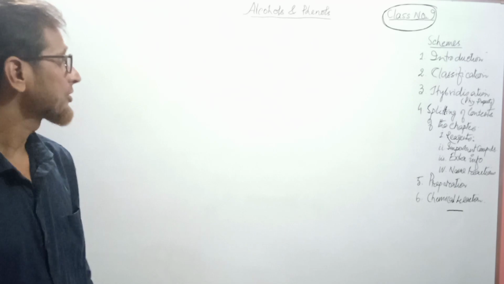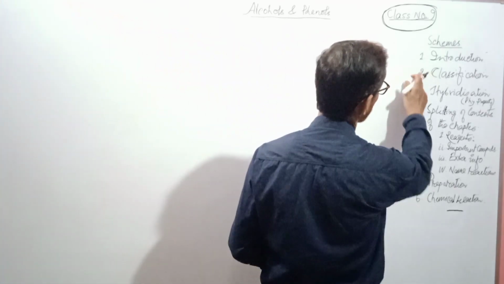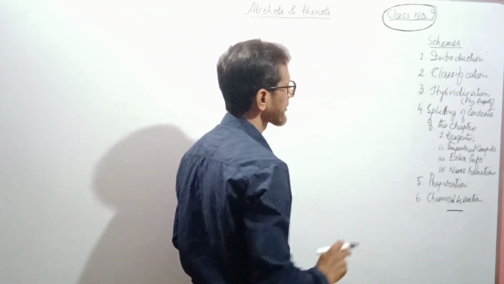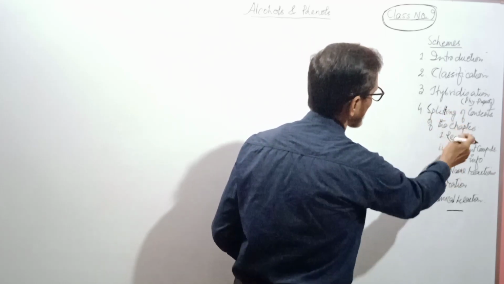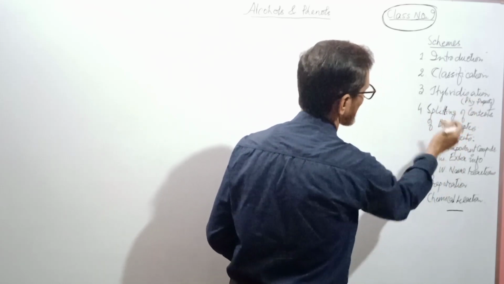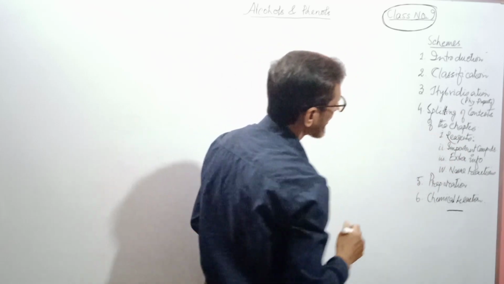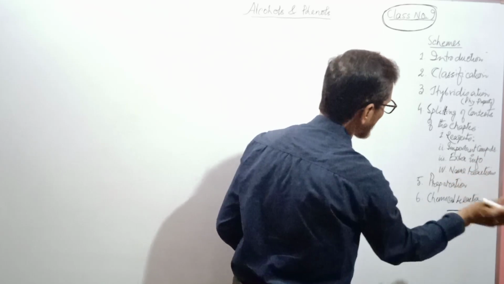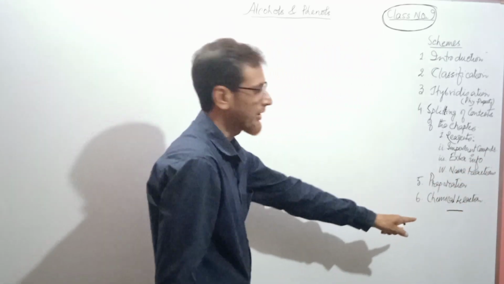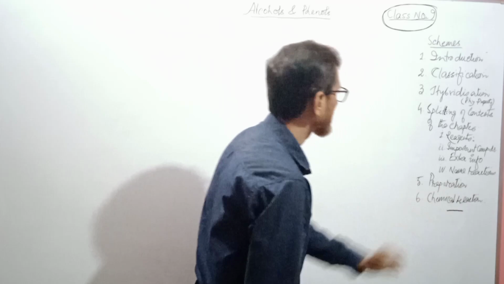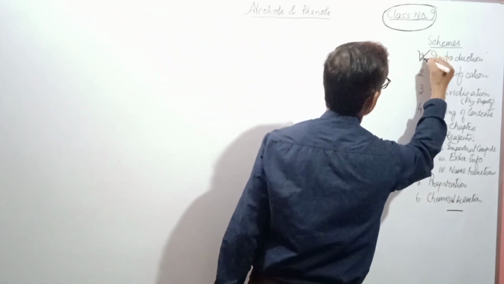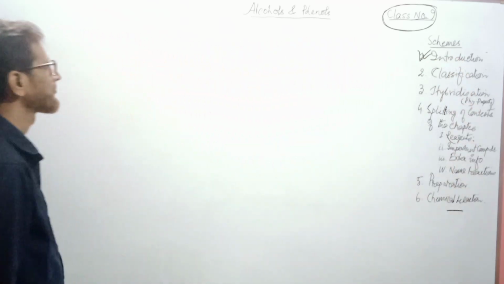Today's scheme of this topic is: introduction, classification, hybridization, splitting of contents of the chapter, subdivided into reagents applied in the chapter, important compounds, extra information, name reactions involving the chapter, preparation, and at last chemical reactions. So first of all, I am touching upon the introduction.